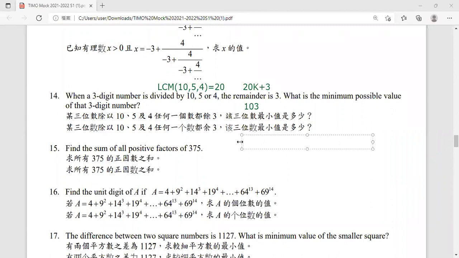Of course, you know that 100 is a multiple of 20, so you just add 3 to 100. Just that. Because we have a remainder, so we have to add 3 to your 100.